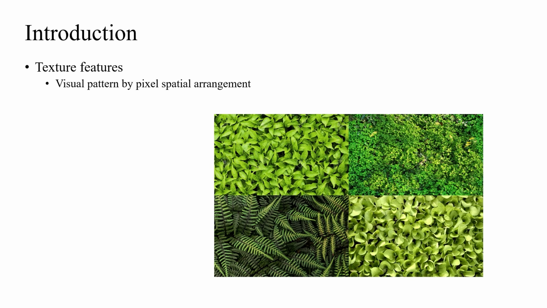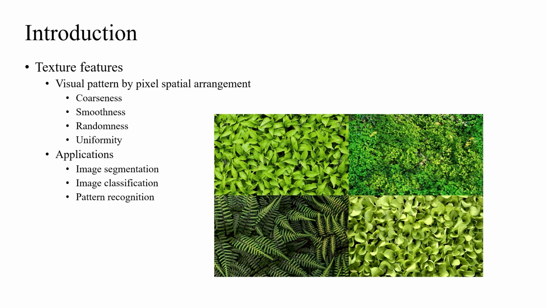The essence of texture in digital imagery is the spatial arrangement of pixels with various grade levels, which conveys properties like coarseness, smoothness, randomness, or uniformity. Example applications of texture features include image segmentation, image classification, and pattern recognition. Among the various texture analysis techniques, texture features derived from grade-level co-occurrence matrix are the most popular because of their simplicity and adaptability.